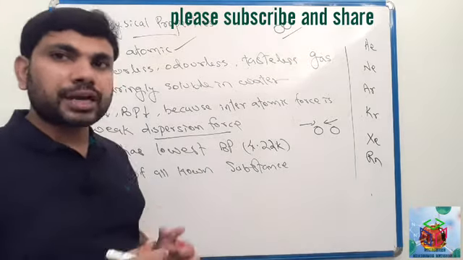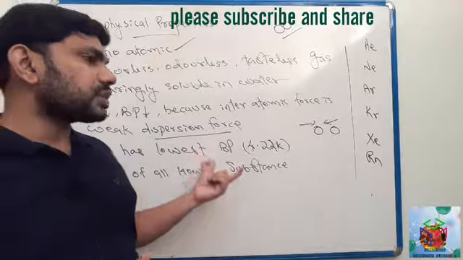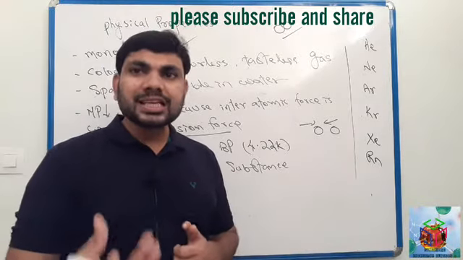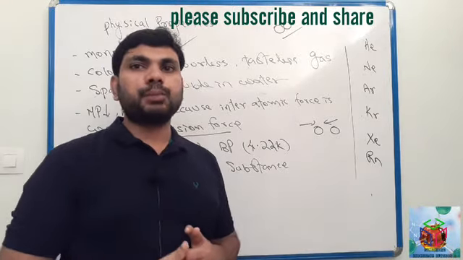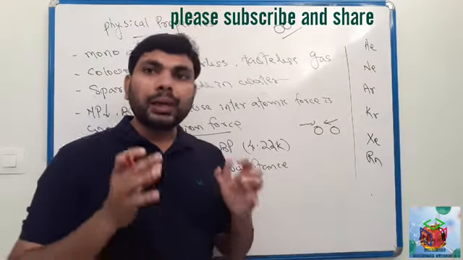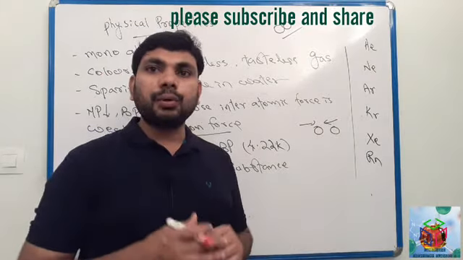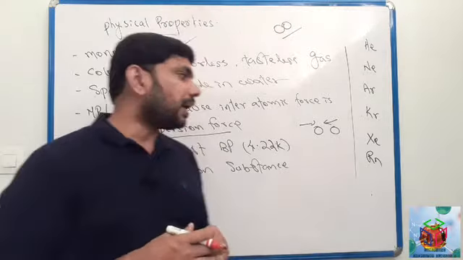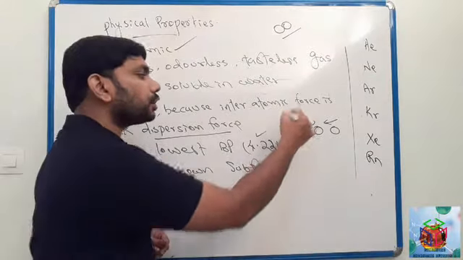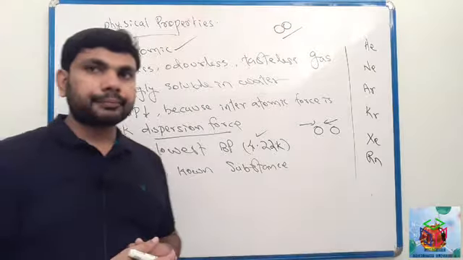Interatomic force of attraction or dispersion force. It is a very weak force of attraction, so less energy is needed to break this bond. That's why noble gases show very low melting and boiling points. And helium shows the lowest boiling point, 4.22 Kelvin.